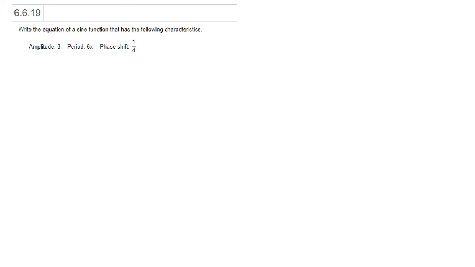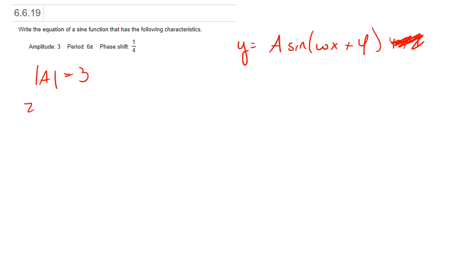All right. Now let's write the equation of a sine function that has the following characteristics. So we're looking for a sine function like this, okay? It doesn't have an up or down shift, so I don't need to worry about this. The absolute value of a needs to be 3. 2 pi over omega needs to be the period, that's 6 pi. And phi over omega needs to be the phase shift, that's 1/4. Okay, so a can be plus or minus 3.